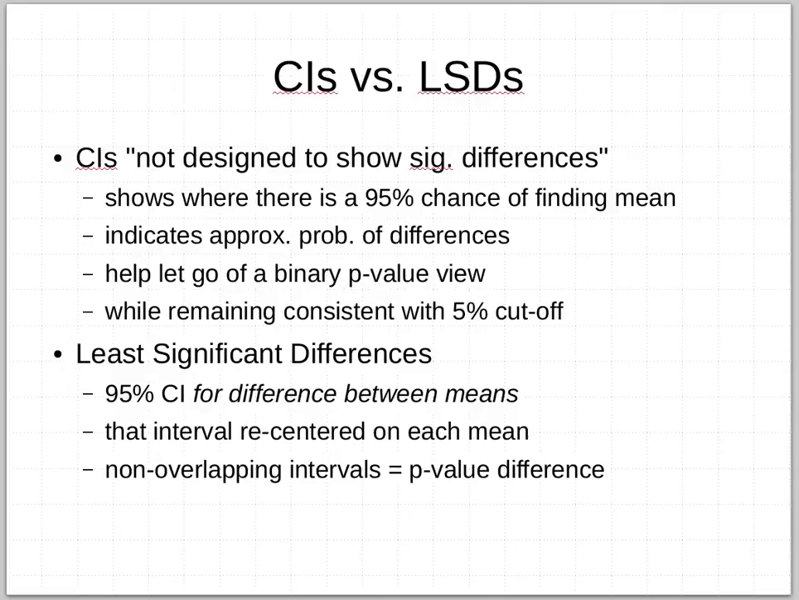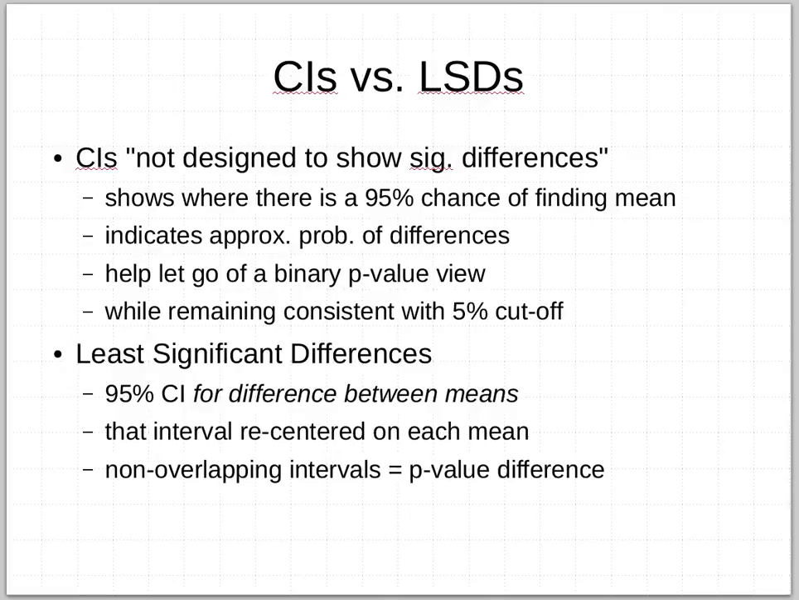It is showing you where there's a 95% chance of finding a mean. It indicates then some sort of approximate probability of differences between means. It isn't really trying to say this is a significant difference between means, but it's directly relatable. I'll show you in a graph in a few minutes. In other words, it's connected to our p-value kinds of tests, but only loosely, and it helps us let go of this binary p-value view that is rapidly falling out of favor these days.